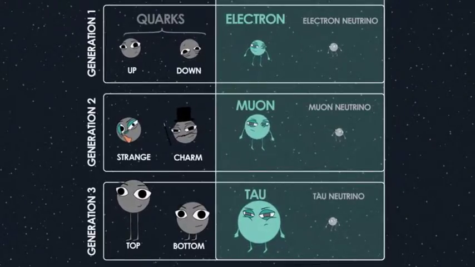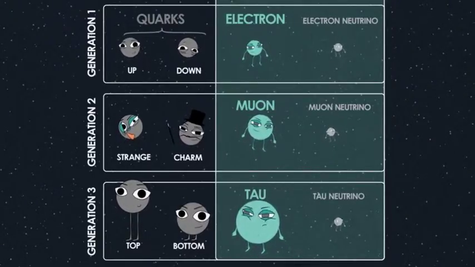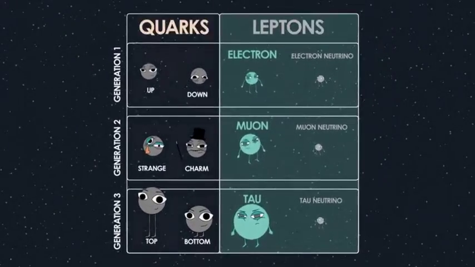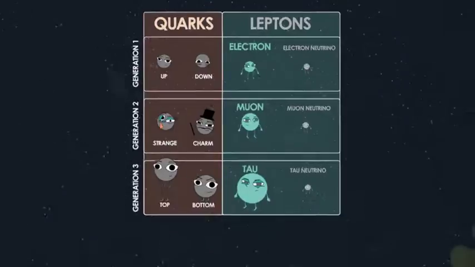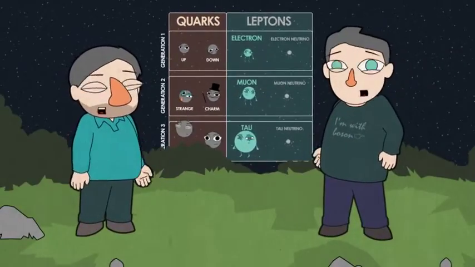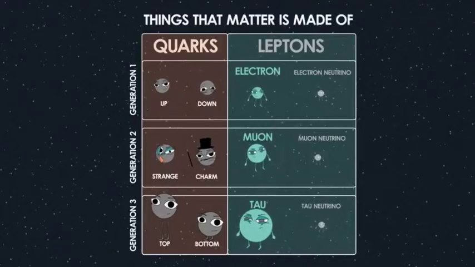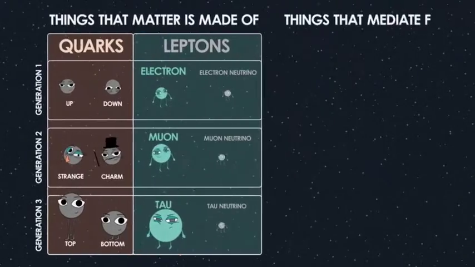Right. Okay. So you've got the six quarks and you've got six of these other things. What are they? Yeah, the other things are called leptons. Right. Okay. So six quarks and six leptons. Yes. Right. Now we're done, right? No. Right. Okay. Those are the things that matter is made of. We still have to talk about the things that mediate the forces between matter.